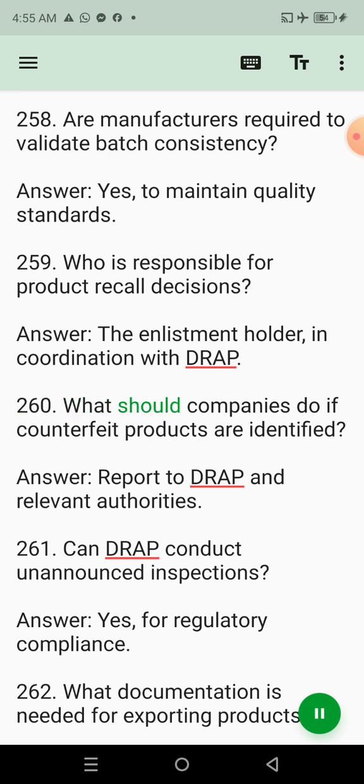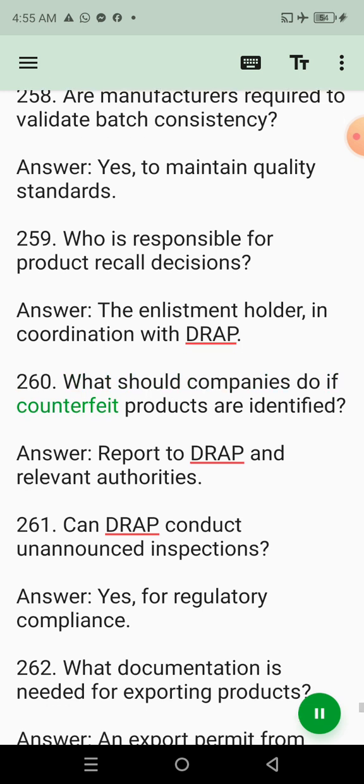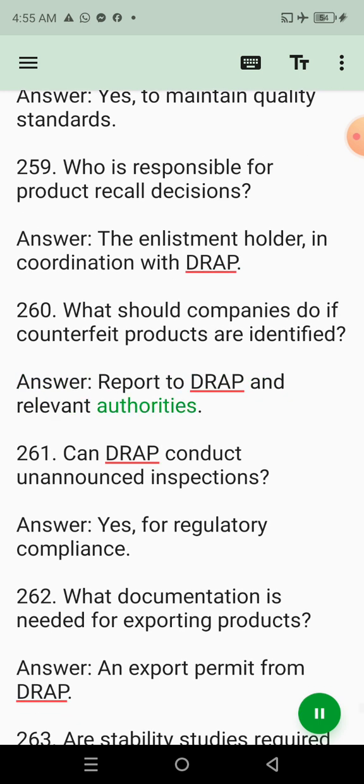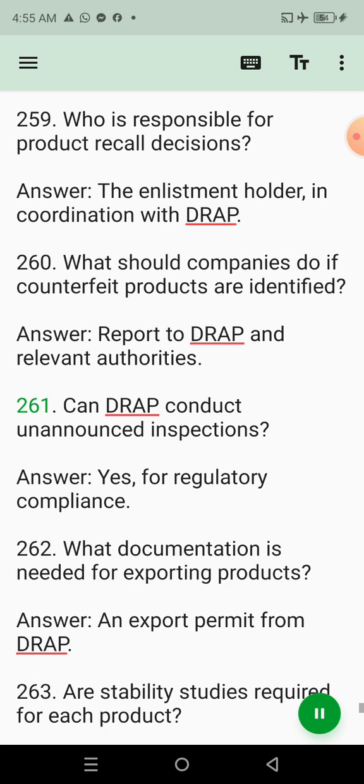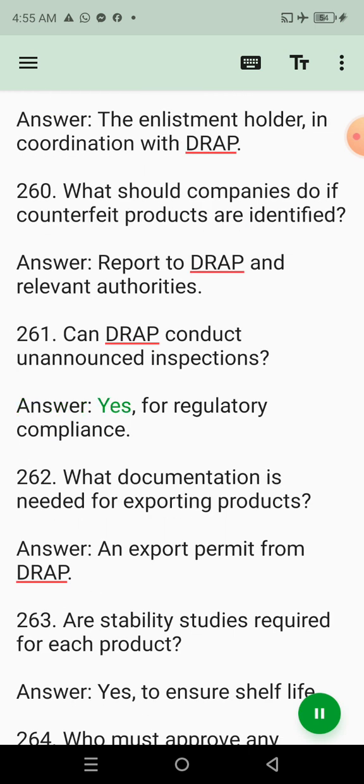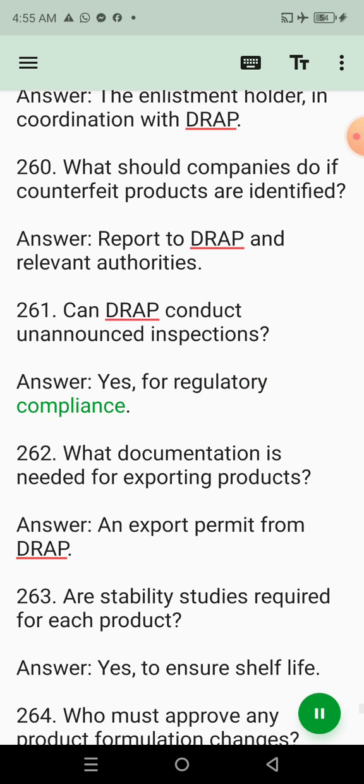260. What should companies do if counterfeit products are identified? Answer: Report to DRAP and relevant authorities. 261. Can DRAP conduct unannounced inspections? Answer: Yes, for regulatory compliance.